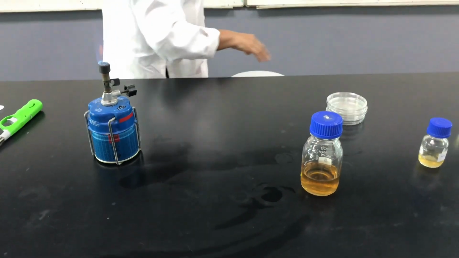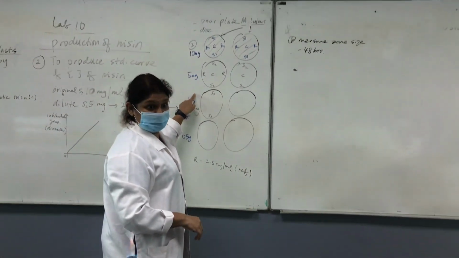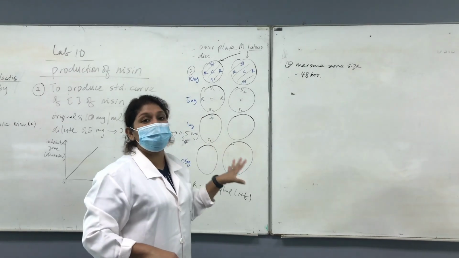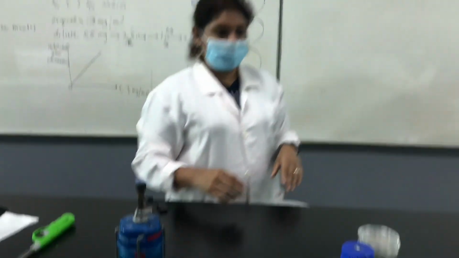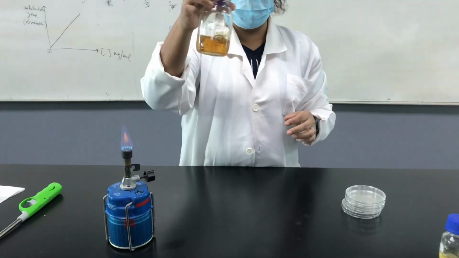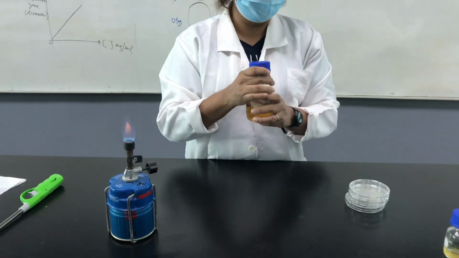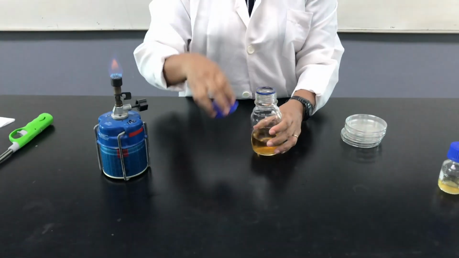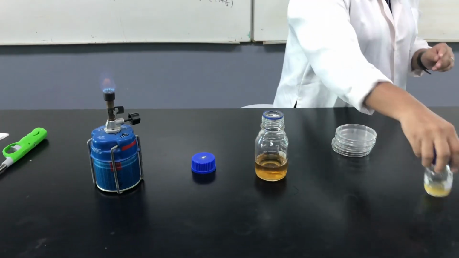The first process is this part, where we are going to prepare the plates. There are 8 plates that we need to prepare, but I'm just going to show you 1 or 2 plates. This is the agar for the pour plate, the antibiotic agar. We are going to inoculate this agar with M. luteus. So this is the M. luteus.